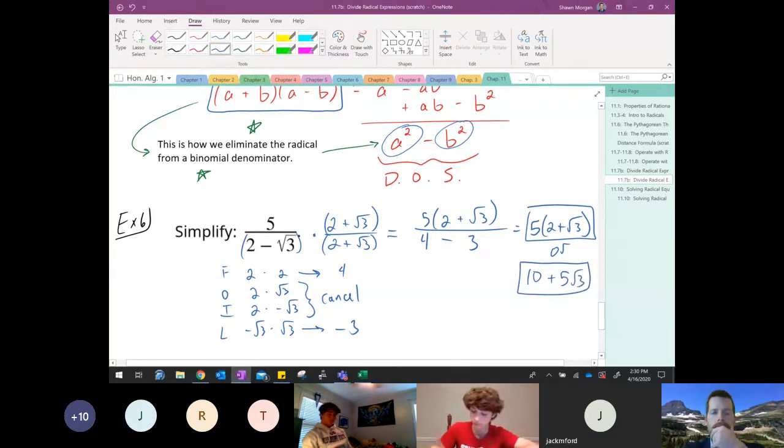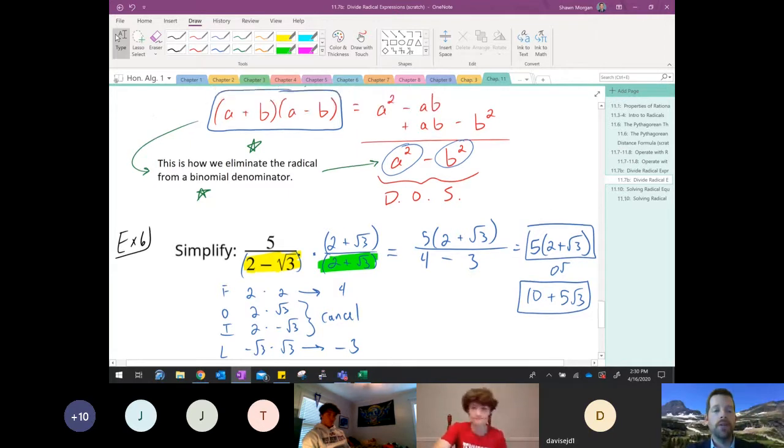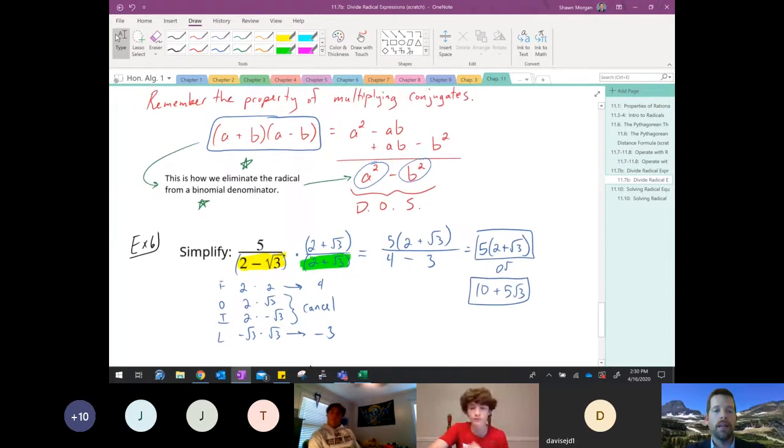Mr. Morgan, I'm still a little confused. How did you do that one? I don't understand how that would be a FOIL problem. All right, a FOIL problem is whenever you've got a binomial times another binomial. What you can do is break it down like I did into the basic components like FOIL and just multiply the first times the first, the outer times the outer, that type of thing.